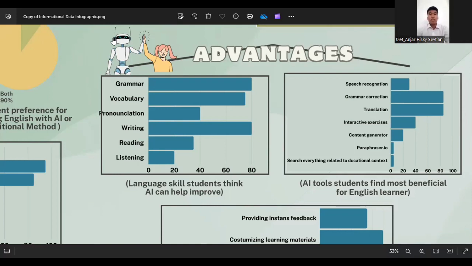And then the last one is about how you think AI can enhance English language proficiency. The highest vote is customizing learning material, which has 12 votes or 60%, and then providing instant feedback, which has 9 votes or 45%, and tracking progress, which has 8 votes or 40%, and then the last one is helping me gain an advantage in writing. It only has 1 vote or 5%.